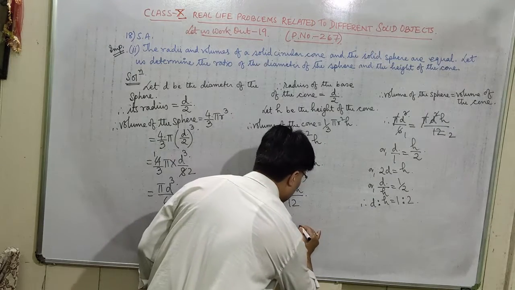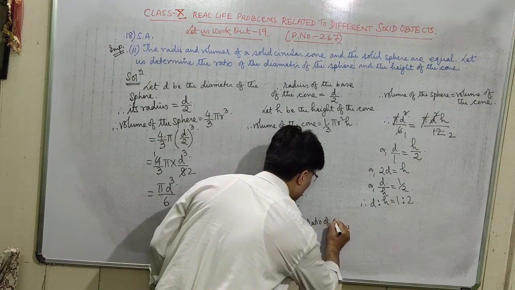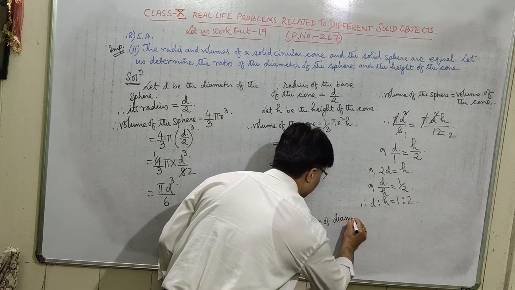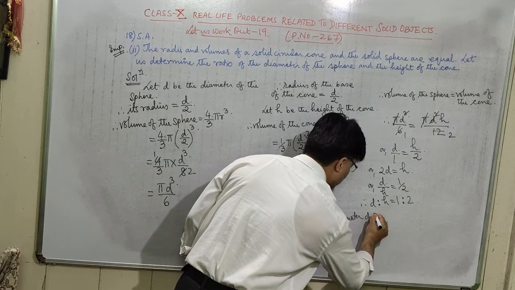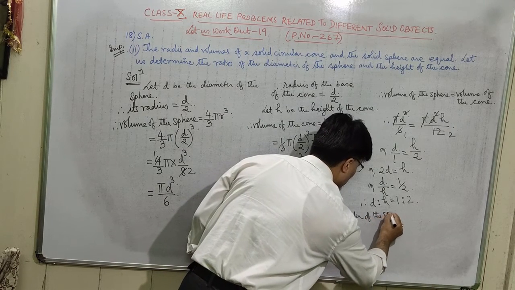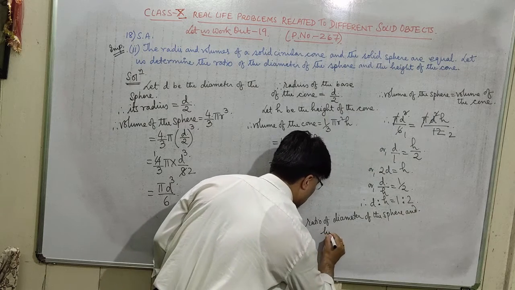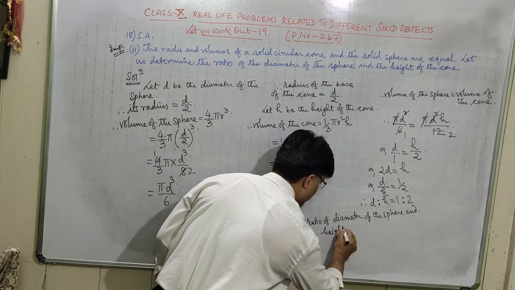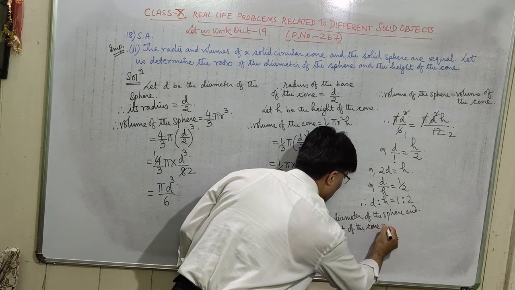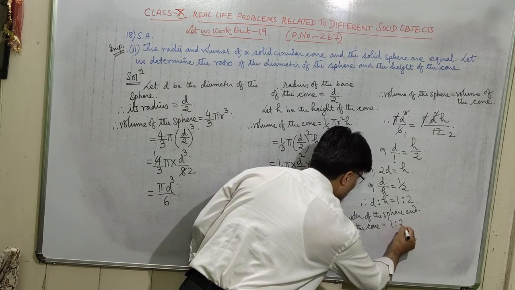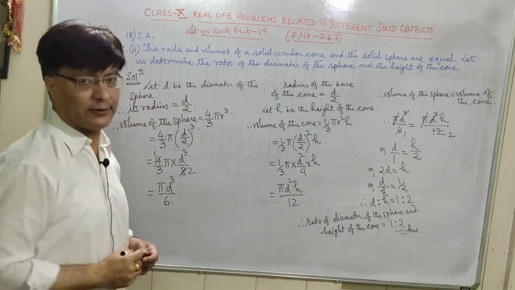So let us write down the answer. Therefore, ratio of diameter of the sphere and height of the cone is equal to 1 is to 2. So this is the final answer.